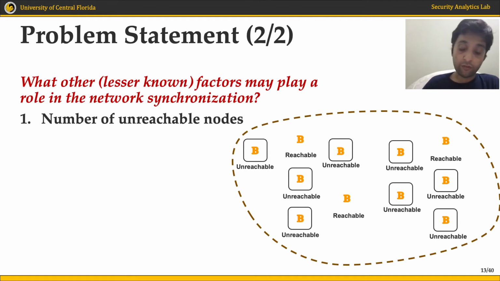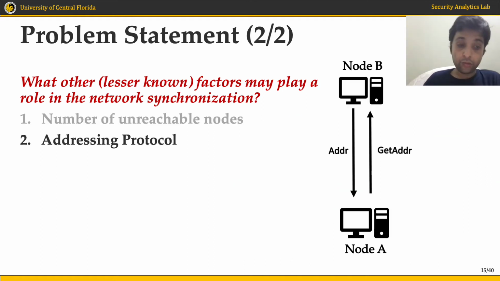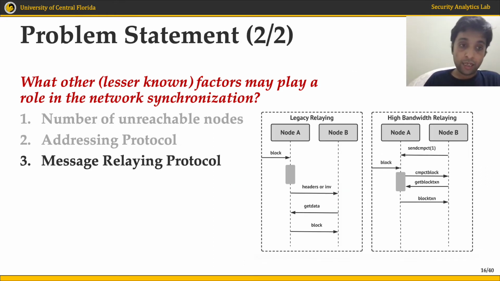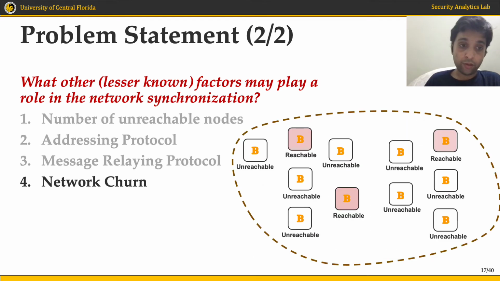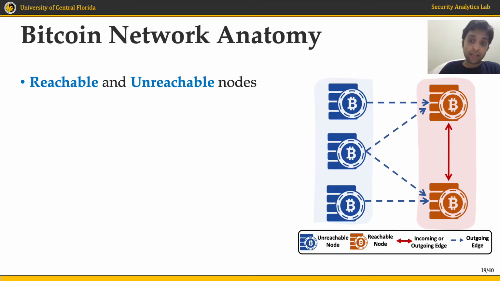Number one, the number of unreachable nodes. Number two, the addressing protocol. Number three, the message relaying protocol. And number four, the network churn. Before I dive into how we analyze each of these factors, I will just briefly overview the Bitcoin network anatomy. The Bitcoin network consists of reachable and unreachable nodes.